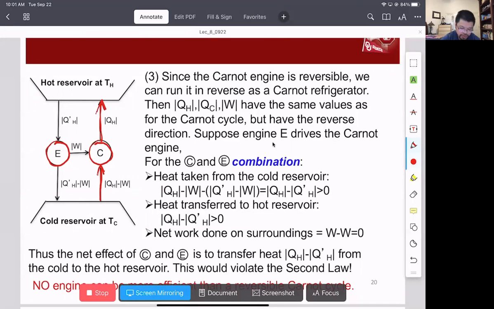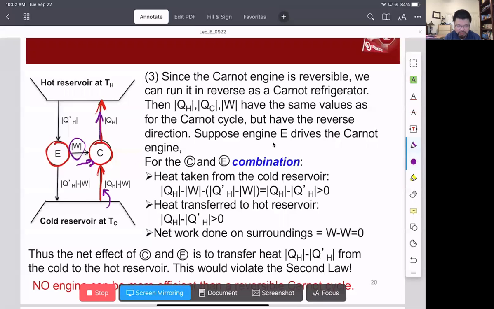We are going to receive the heat input from the cold reservoir. We are going to need some assistance as a work input, and altogether we are going to discharge the heat to the hot reservoir. We need to have the work assistance, otherwise it's a violation of the second law. We cannot automatically transfer heat from the cold to the hot, right? So that is why we need to have this work input.